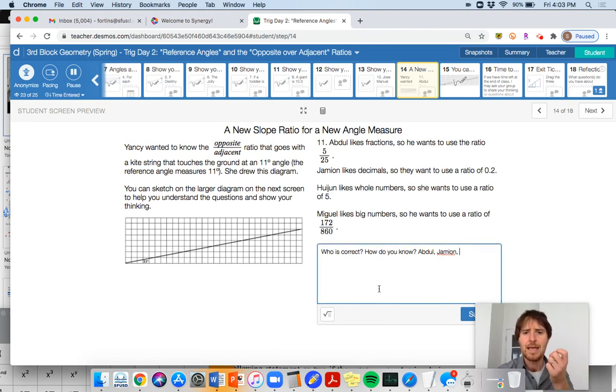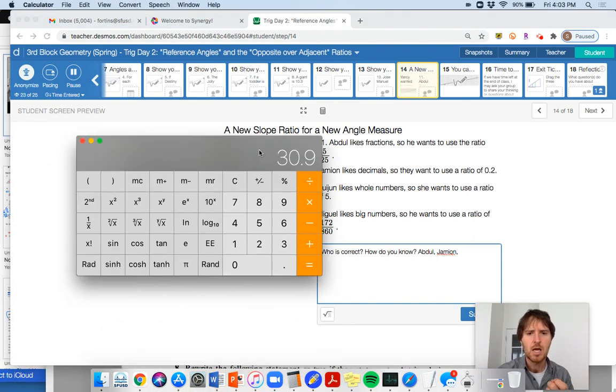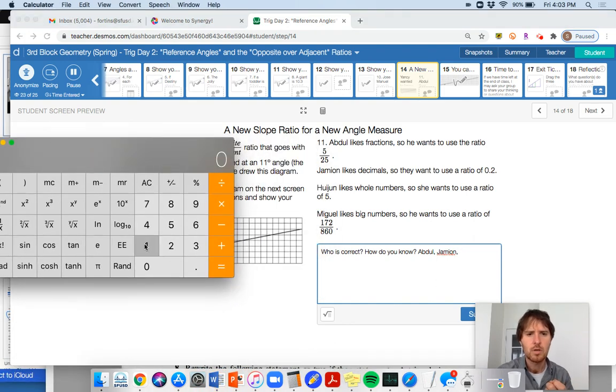Abdul, Hamyon, and finally Miguel here. 172 divided by 860. Let's see if that would actually be a similar triangle here. 0.2, there we go. So if we had a right triangle with legs of 172 and 860, opposite the 172 side, got to be an 11-degree angle because that's in a 1/5 ratio. And then the 172 is the one part for every 5 parts is 860. So there we go. I think Miguel is good.